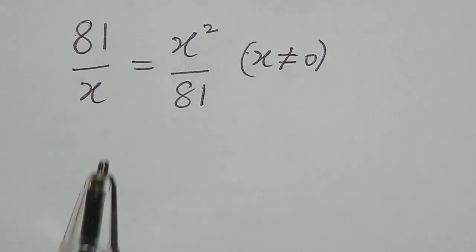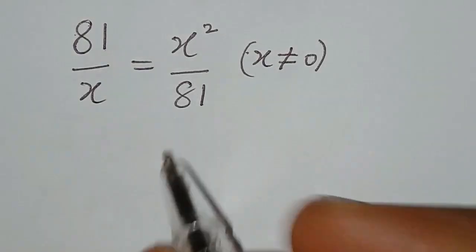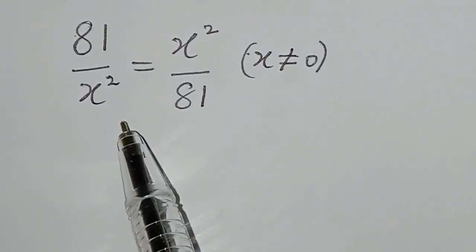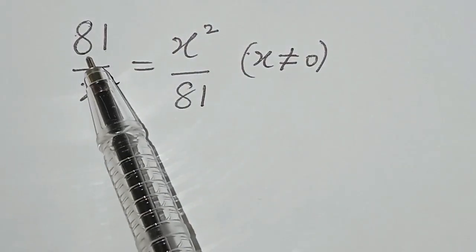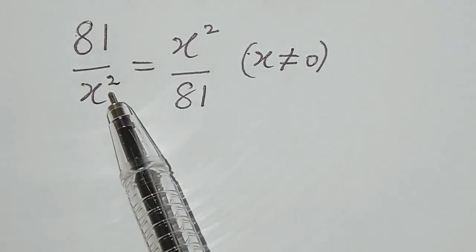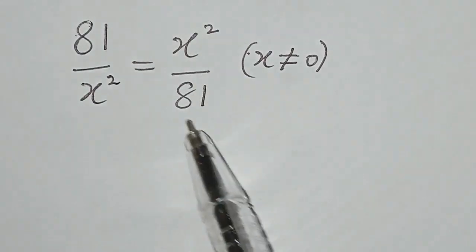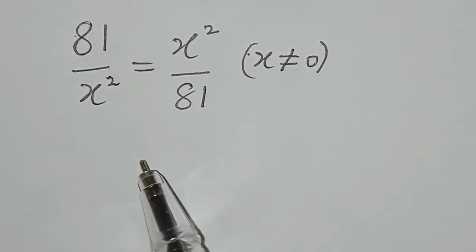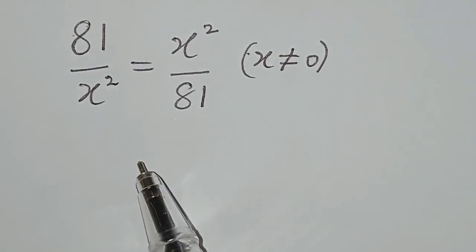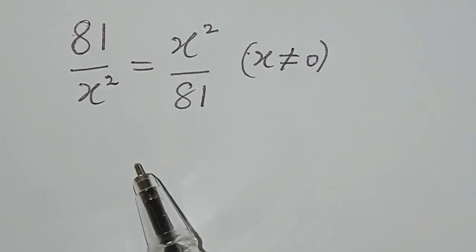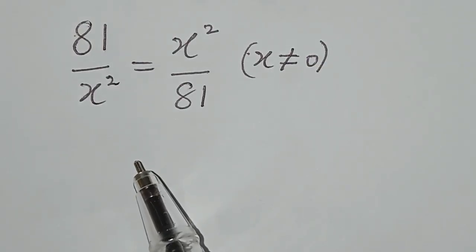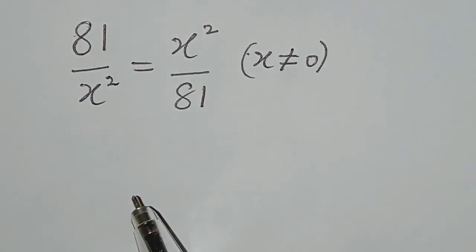In today's lesson, we want to solve for the value of x in this nice problem: 81 over x squared equals x squared over 81. In this solution, we are going to use a different approach, a different method, a shortcut method, which you can also learn to improve your skill in solving this problem. Do stick to the end of the video to see how this will be unveiled. So let's begin.